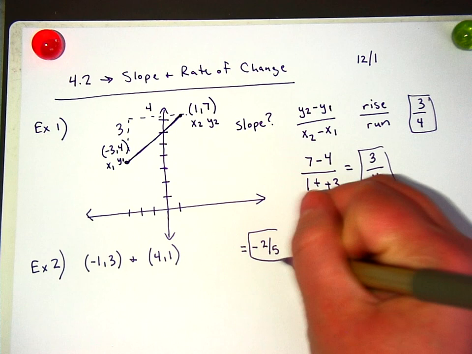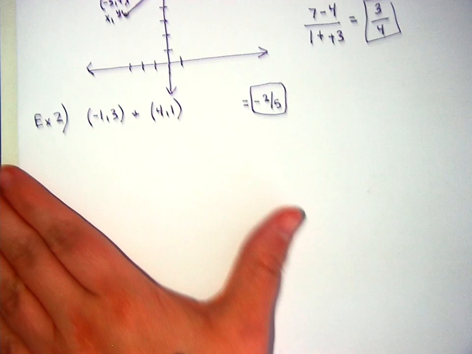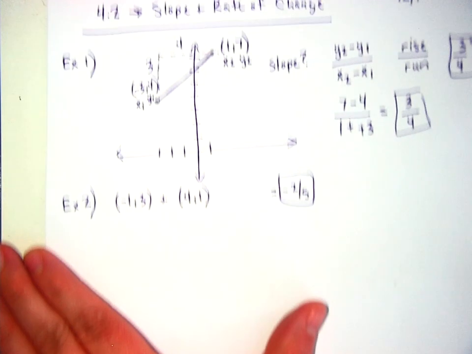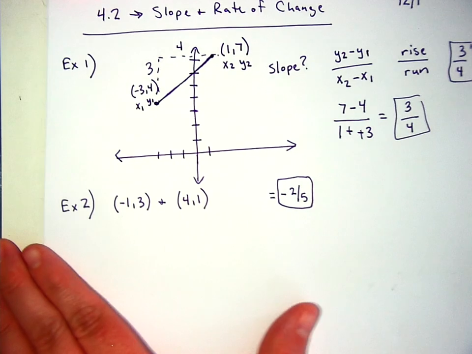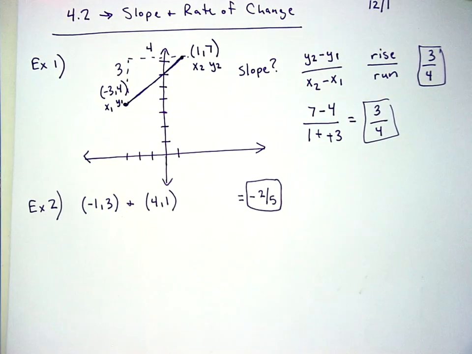The answer to this is going to be negative 2/5. So go ahead and try it with your partner right now in whichever way you decided. You could do it with a graph. You can do it with a formula, whichever way you want. If you're both stuck, call me over and I'll help.